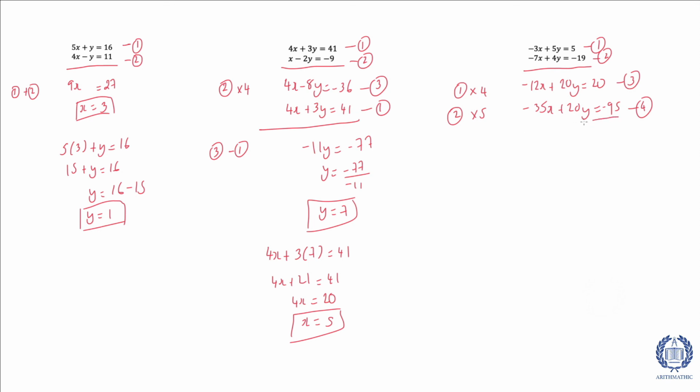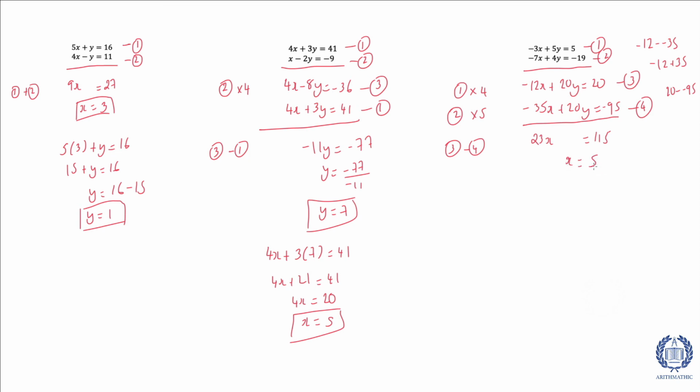Okay, and for me to get now to the 0 for y, I need to do equation 3 minus equation 4. So minus 12 minus minus 35. If you're not sure, just write it like this. Minus 12 minus minus 35 is the same as saying minus 12 plus 35. So you're going to take away. So that's going to be 23x. Okay, 23x. And then equals to, now you're going to do 20 minus minus 95, right? So that's going to give you 115. Okay, now if you do 115 divided by 23, because you want to find x, that's going to give you 5.